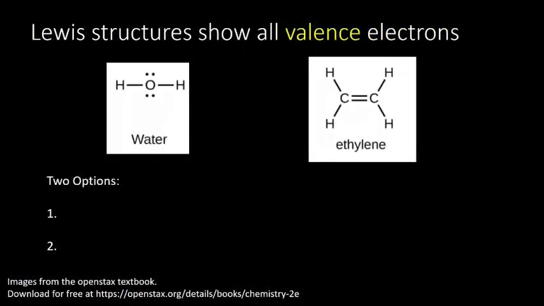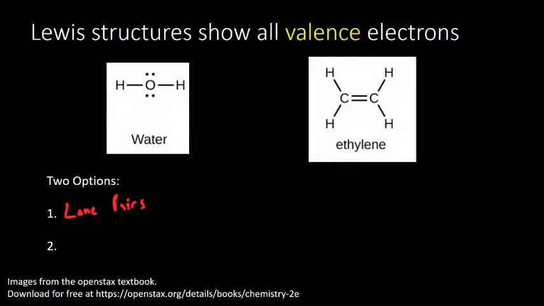So first of all, what are Lewis structures? Well, Lewis structures show all valence electrons in a molecule. So here we have water and ethylene, and both of them are shown with these sort of skeletal structures with all these lines and letters. What's going on here? Well, these show the valence electrons, like I mentioned, and there's 2 options. Either those electrons are lone pairs, that's electrons that are on a single atom.